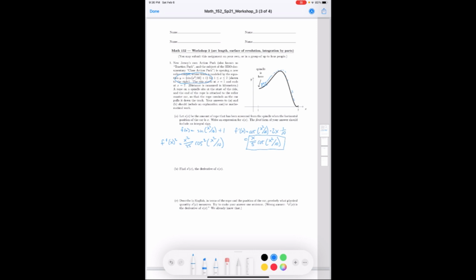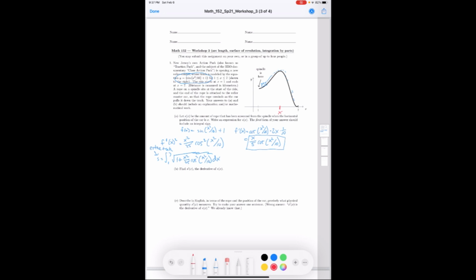So if I wanted to find, this is not the question, but let's say I just wanted to find the length of the entire track, we would easily see that the length of the entire track is the integral from 1 to 7 of the square root of 1 plus x squared over 25 cosine squared x squared over 10 dx, right? Okay, so that would give us the length of the entire track. But we're not interested really in the length of the entire track. What we're interested in is the length from the beginning of the track up to some point x. So let me show you how we would do that.